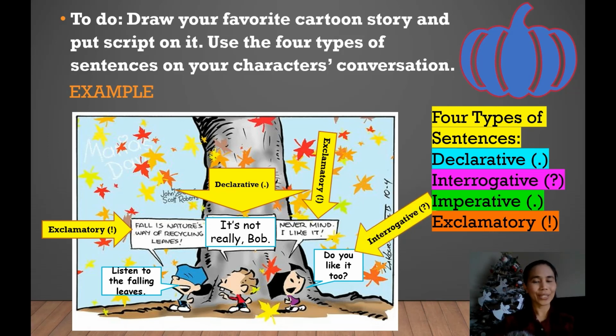"Do you like it too?" This is an example of an interrogative sentence because it asks a question. And of course, it ends with a question mark. Last example, "Listen to the falling leaves." This is an imperative sentence because it begins with a verb and it ends with a period. I hope everything is clear.